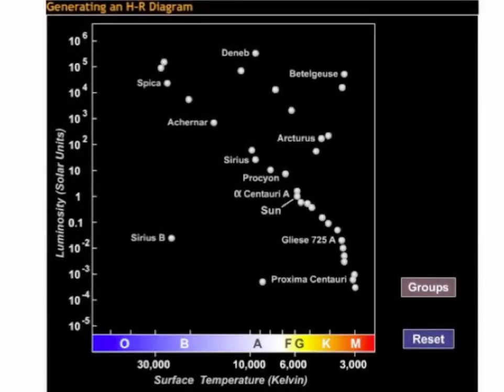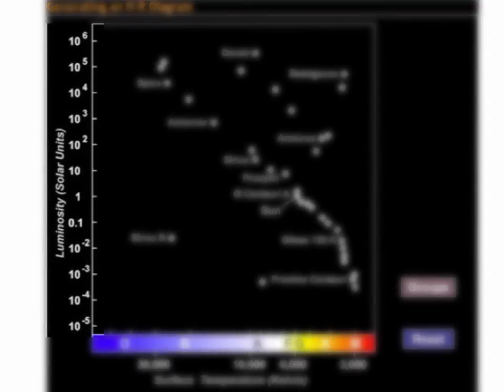OBAFGKM. On the y-axis, we plot the luminosity of a star, how much energy it's emitting. And going back to the first mini lecture, this would be the absolute magnitude, not the apparent magnitude, the absolute magnitude of a star. Or its luminosity. Here we're just plotting it in terms of the sun, where 1 is how bright the sun is, 10 is 10 times brighter than the sun, 0.1 is 1/10 the brightness of the sun, and so on. So in this axis, we plot brighter objects at the top, fainter objects at the bottom.